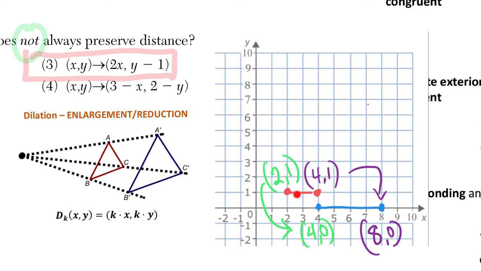And then (4, 1), the other end of this red segment, is going to become (8, 0), because 4 times 2 is 8. 1 minus 1 is obviously 0. And you'll notice that obviously the distance in this transformation is not preserved. The blue length is twice the length of the red segment. And so here's why option 3 is the correct answer.